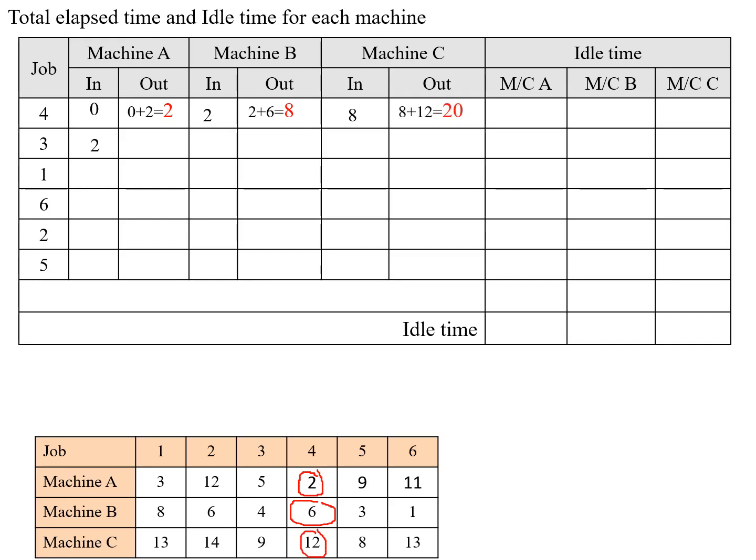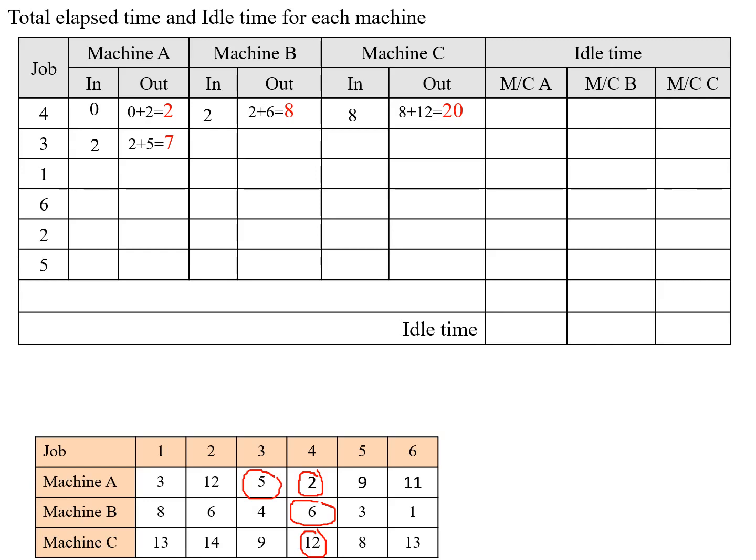Next we move to job 3 on machine A. Here the in time is 2. Why is it 2? After 2 hours only, machine A is free. Up to 2 hours, we are processing job 4. So the in time for job 3 is 2 and the out time is in time plus processing time, that is 2 plus 5, so 7.